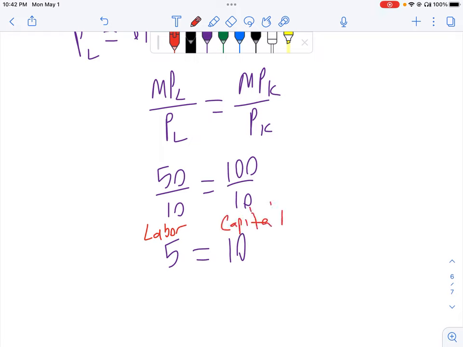This is the marginal product of capital and the marginal product of labor. So are they equal? No. How can we make them equal? Well, we need to increase the 5 and we need to decrease the 10.